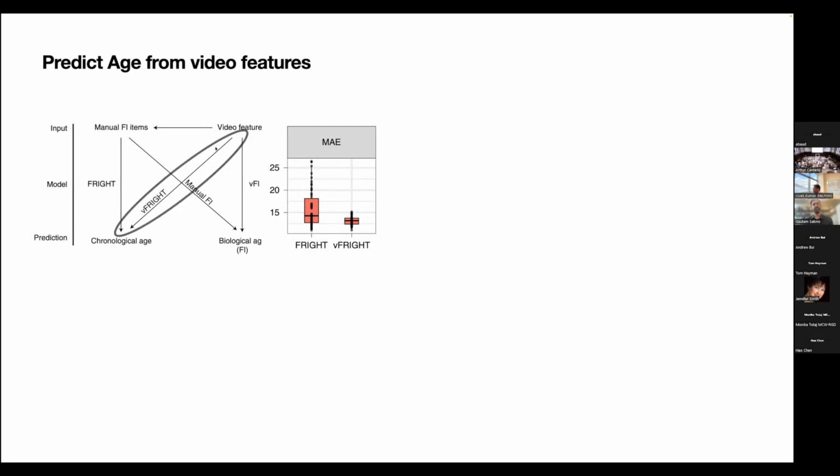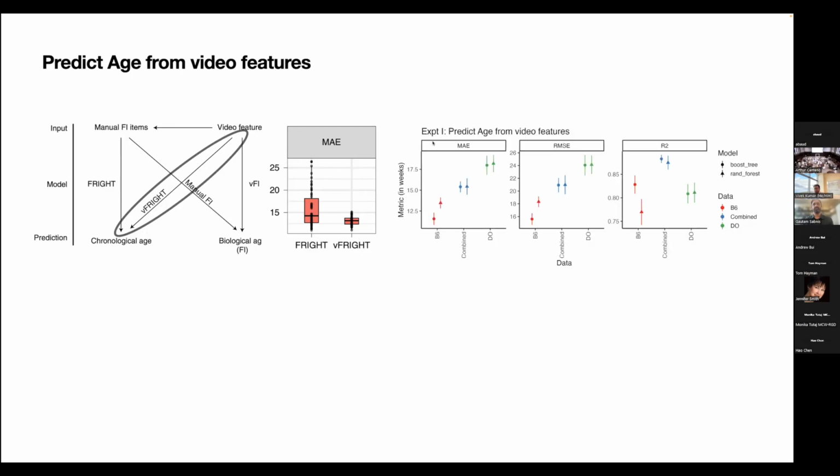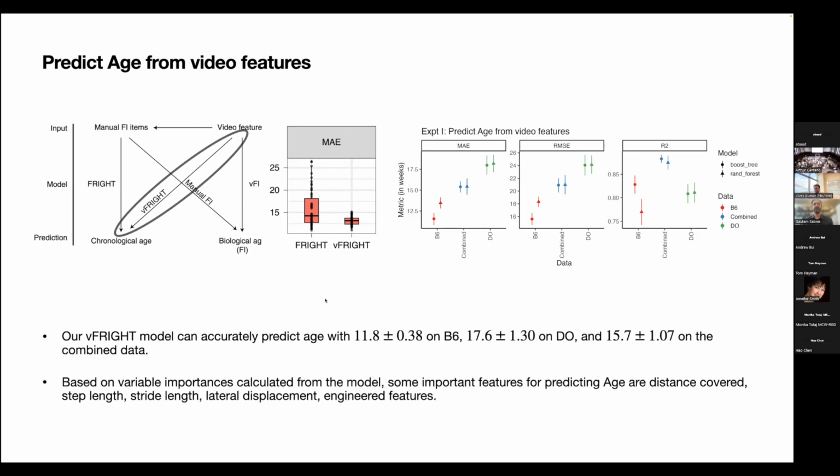So we're trying to predict the chronological age from the video features. And we can see that our V-Fright model can accurately predict age with a mean absolute error of 11.8 weeks on B6 data, and roughly 70.6 weeks on the DO data and 15.7 weeks on the combined data.